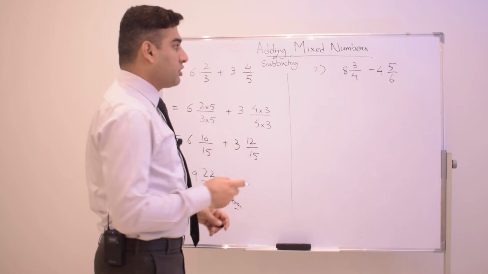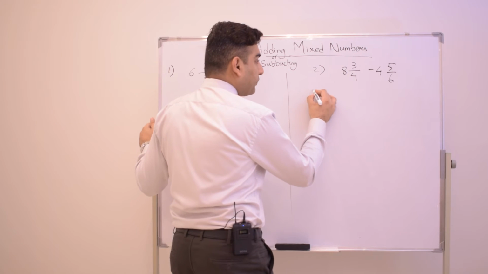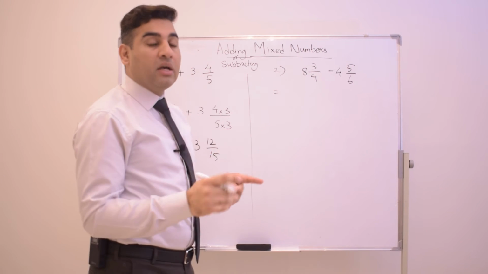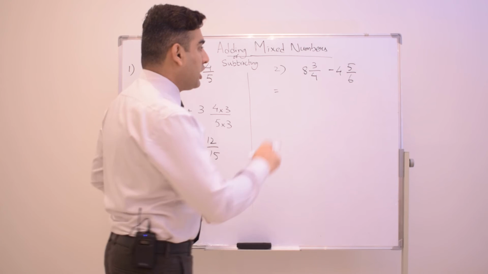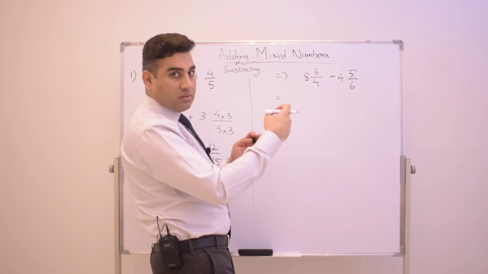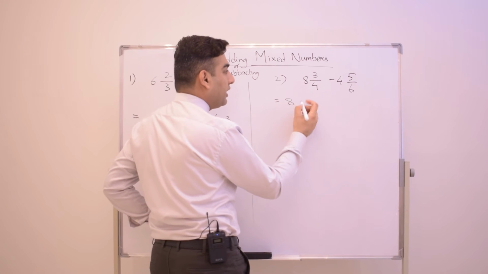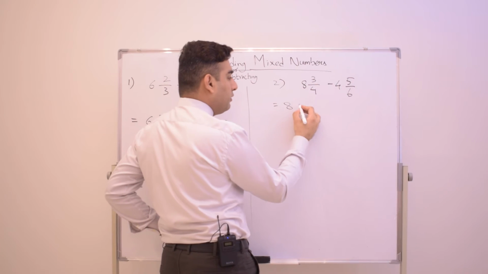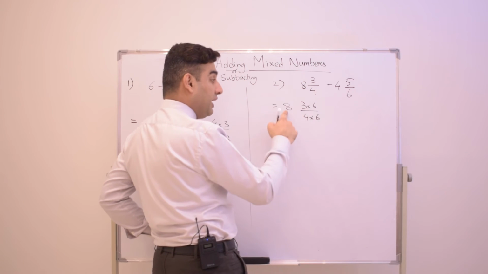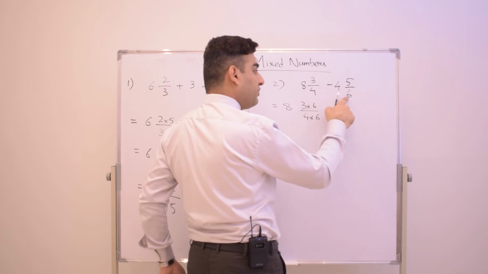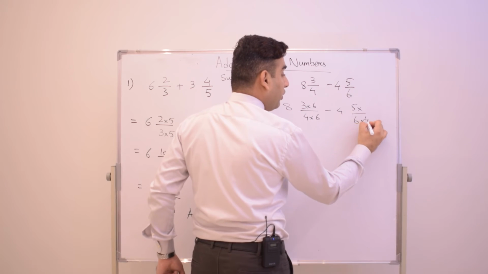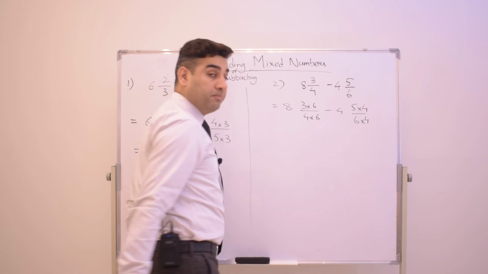Now come to question number 2. Over here we have to subtract two mixed numbers. How to do that? Same method, guys. First of all, make the denominators the same. Now how can we make 4 into 6? Difficult. So guys, as I told you, multiply this number here, up and down, so 3 times 6 and 4 times 6, keeping the 8 as it is. Here also you have to multiply 6 with 4, which is this number.